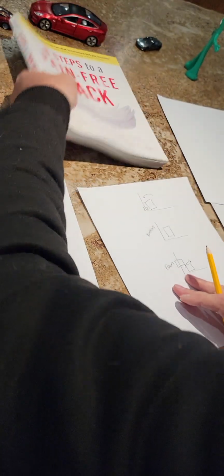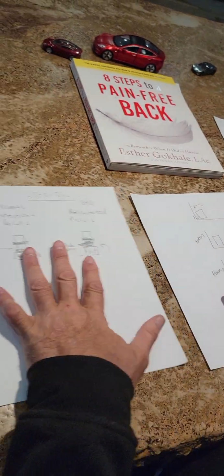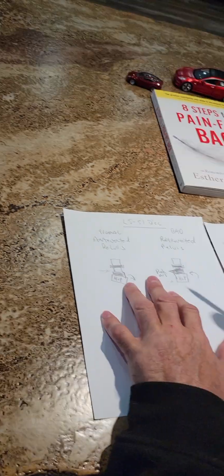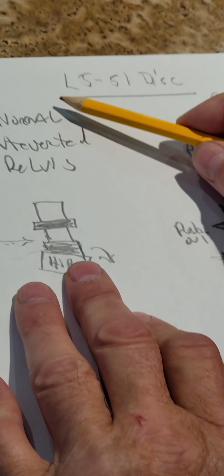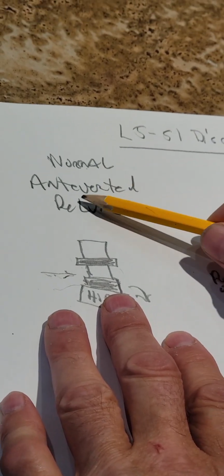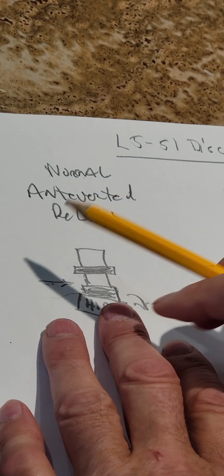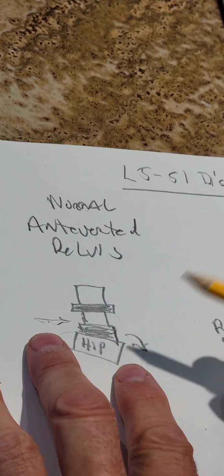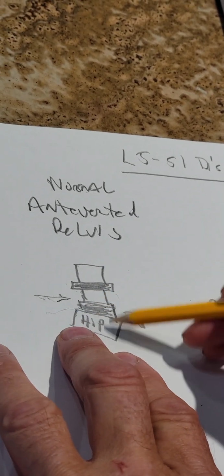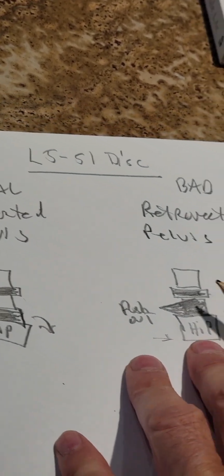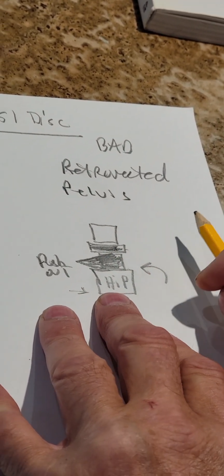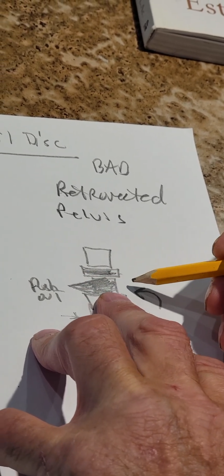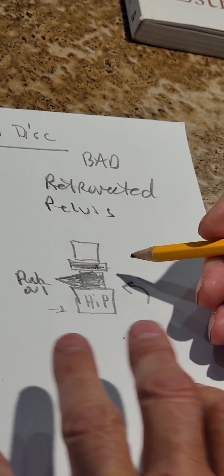Okay, so how does this apply to the seat? That's the simplification of the disc. In a normal person, you have an anteverted pelvis, as the author calls it. So it's slightly tipped forward, and this wedge-shaped disc has room. But if the hip gets pushed the other way, which is retroverted, it squeezes the disc and pushes the disc into the spine.